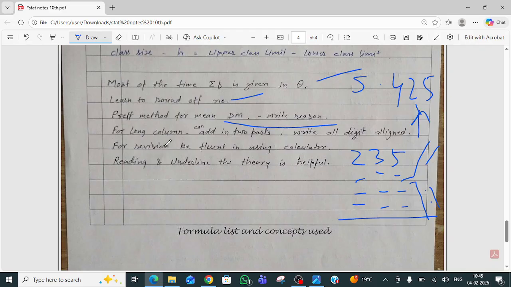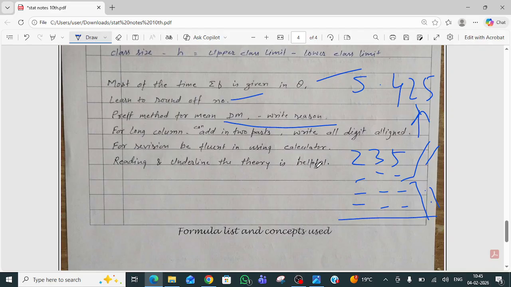For revision, be fluent in using the calculator. Reading and underlining the theories will be helpful for this chapter. The second important thing is that there has to be fluency in the formula. You have to know the formula by heart. It should be on your tongue.